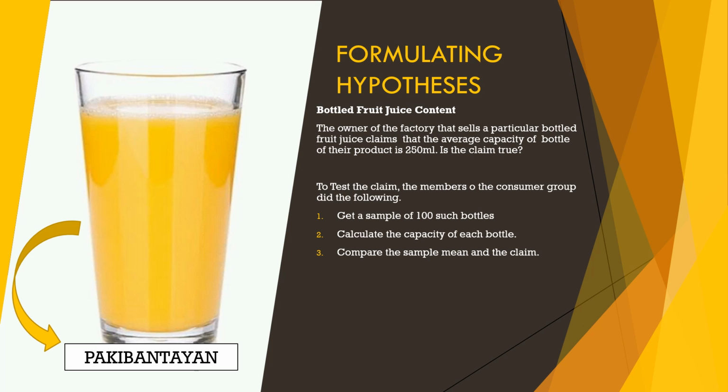This is bottled fruit juice content. Okay, the owner of the factory that sells a particular bottled fruit juice claims that the average capacity of the bottle of their product is 250 ml. So, is the claim true? Okay, sabi dyan, to test the claim, the members of the consumer group did the following. Okay, number 1, they get the sample of 100 such bottle. Okay, number 2, they calculated the capacity of each bottle. They compared the sample mean and the claim.